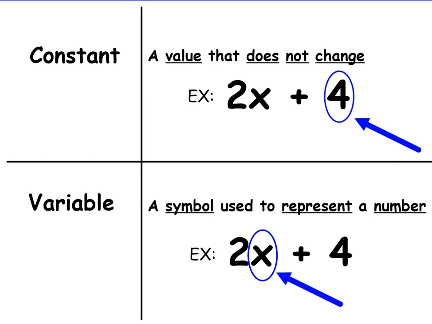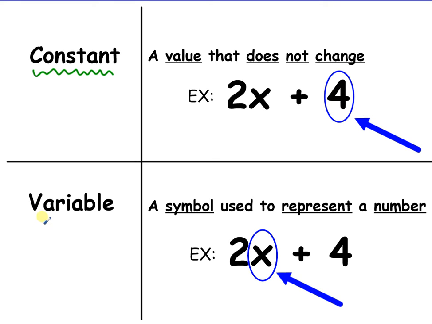So our first vocabulary word is constant. If you think of the word constant in everyday life, something that's constant is something that's always there. It doesn't change, it doesn't go away, and that's exactly what it is in a mathematical sentence. This 4 right here is by itself. It's on its own. It does not change, and so it's a constant. There's no letter or variable attached to it. It is just by itself.